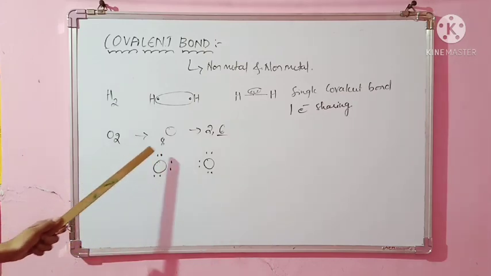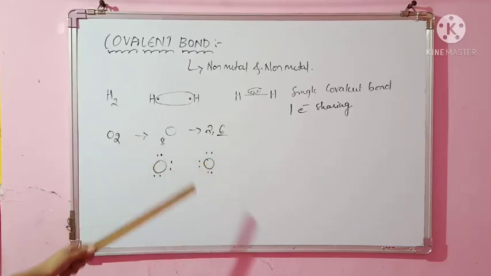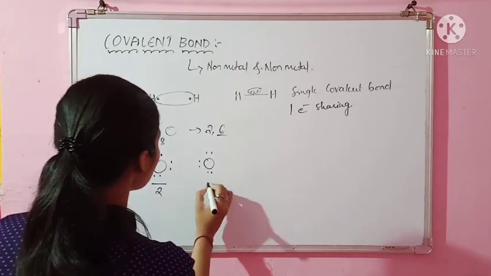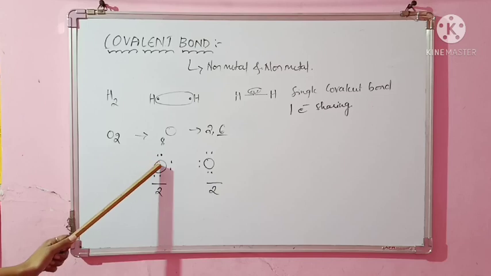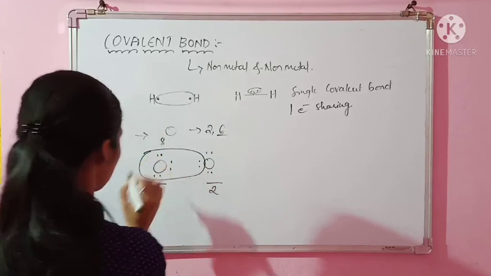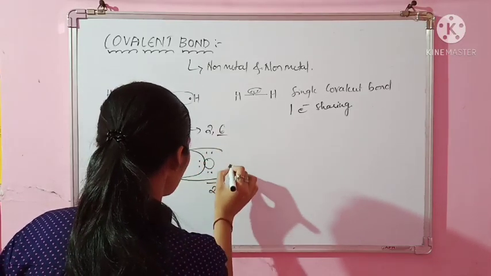These 6 are the valence electrons, and to have a stable state, each should fulfill the octet rule, meaning it should have 8 electrons. Here both are unhappy because each is still deficient of 2 electrons. Both are in need of 2 electrons. So here also there will be sharing of electrons. This oxygen takes these 2 electrons for some time, and similarly the other oxygen takes these 2 electrons for some time.